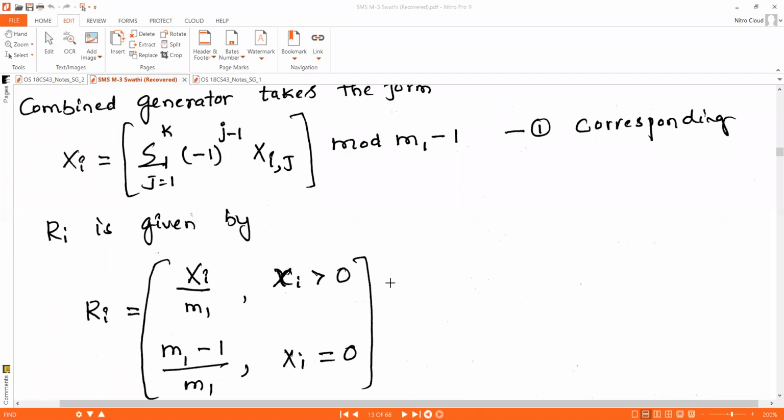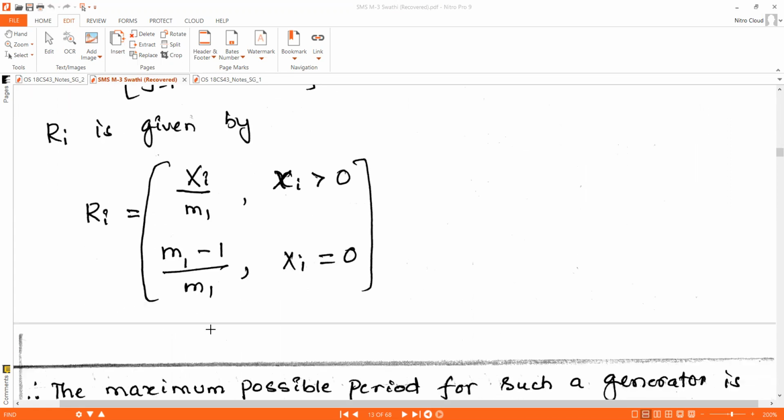Here the Ri value will be Xi by m1 when the Xi value is greater than 0. If the Xi value is equal to 0, we find the random number like this: Ri is equal to m1 minus 1 divided by m1. If the Xi value is greater than 0, Xi divided by m1 is the formula to calculate the random number.